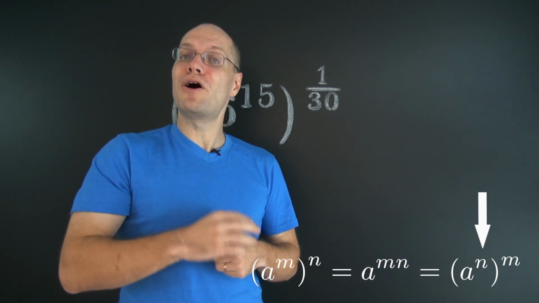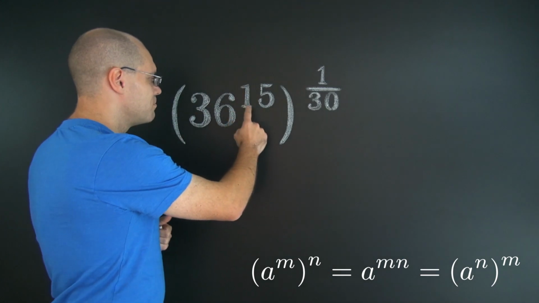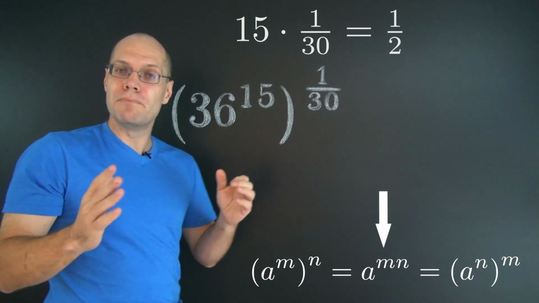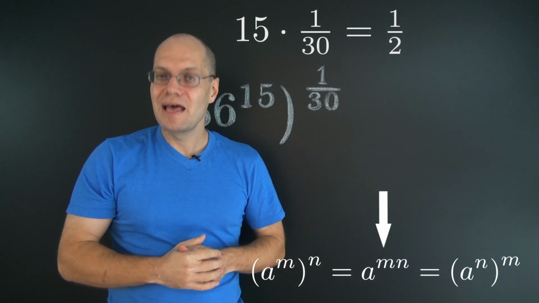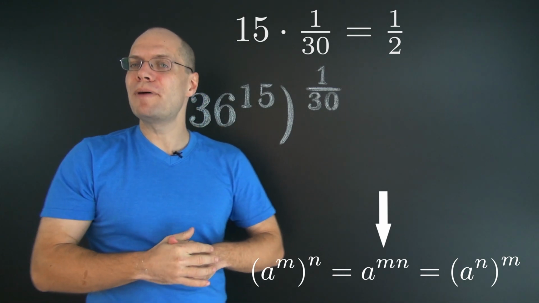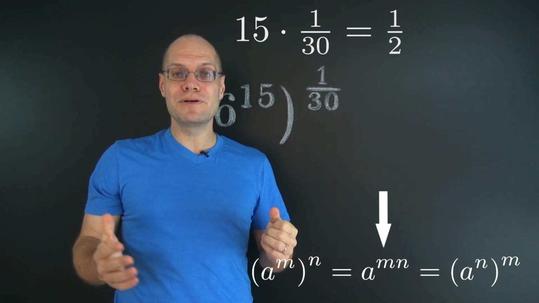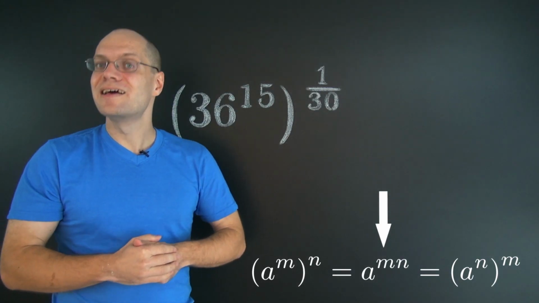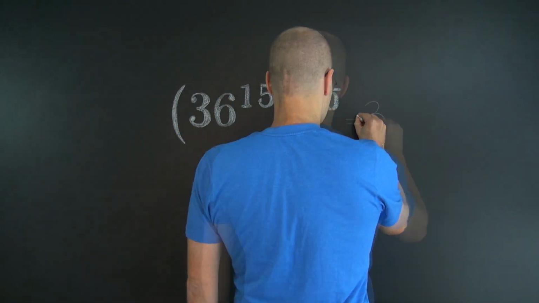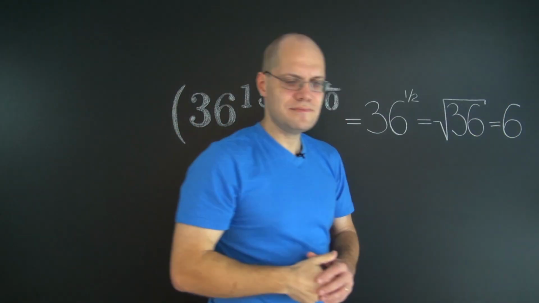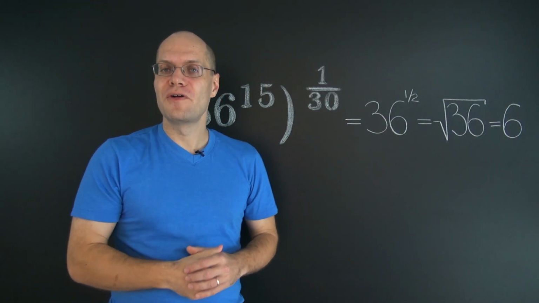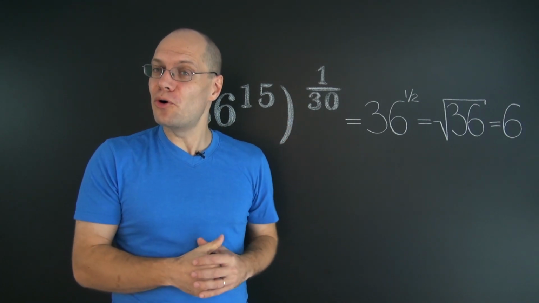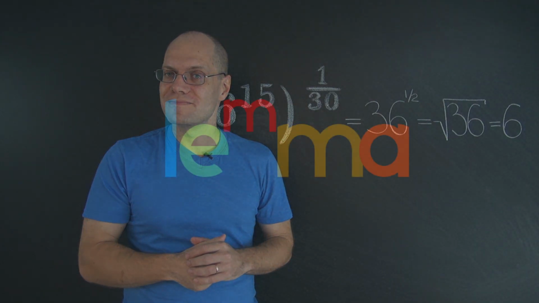That leaves us with a smart way of doing it, which is multiply 15 by 1 over 30, multiply the exponents together, and then raise 36 to the power of 1/2. Now, a number to the power of 1/2 is, of course, the square root of that number, pretty much by definition. And the square root of 36 is 6. Let's write that down. So there you go. Always think about the right order in which to do things.